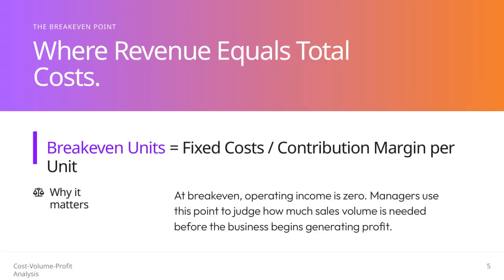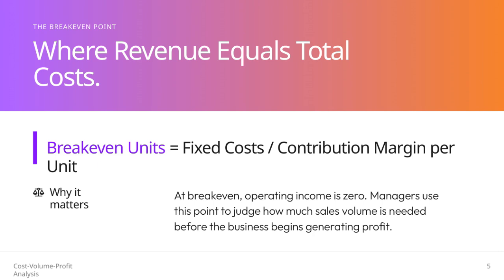Here we are looking at the break-even point, which is a crucial concept in cost volume profit analysis. The break-even point is where total revenue exactly equals total costs, meaning the business is not making a profit but also not incurring a loss. To calculate the break-even units, you divide the fixed costs by the contribution margin per unit. This calculation helps managers understand how many units need to be sold before the business starts making a profit. Essentially, the break-even point tells us the minimum sales volume required to cover all costs, providing a valuable benchmark for decision-making and planning.